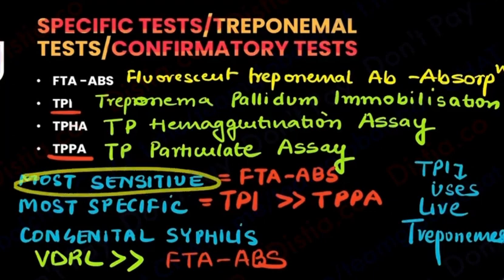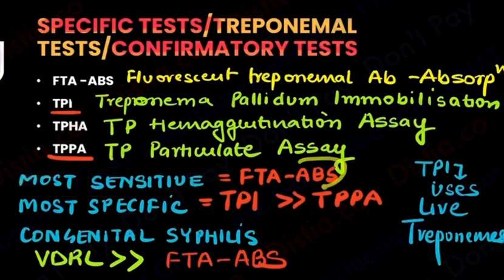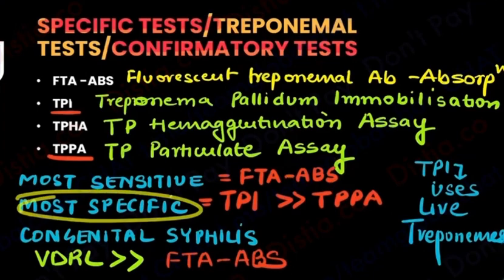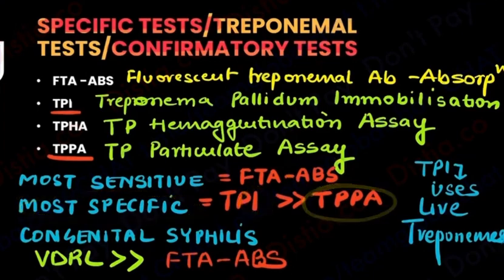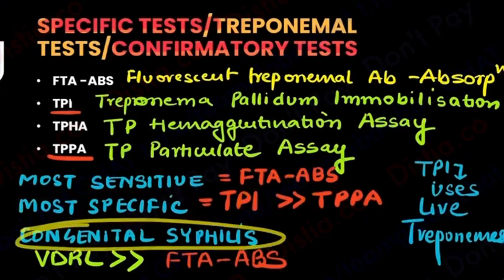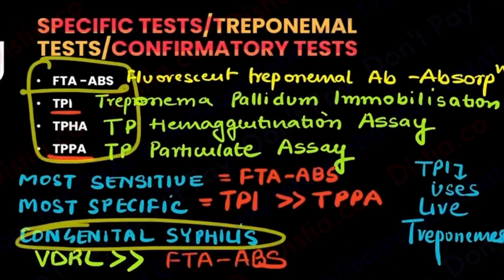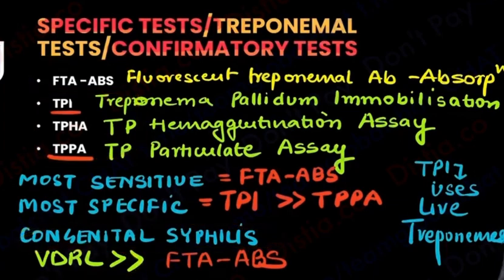Repeating, the most sensitive, people absorb a lot of information, FTA absorption. More specific, the immobilization one, but that uses live treponeme, so TPPA can also be used. Congenital syphilis, out of these four, it's going to be FTA absorption, but overall the better test is going to be VDRL.